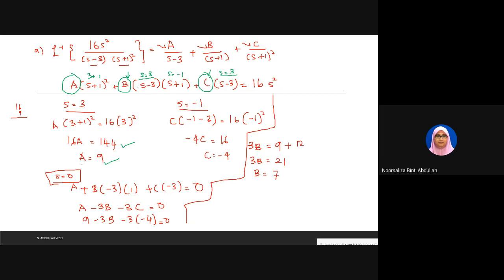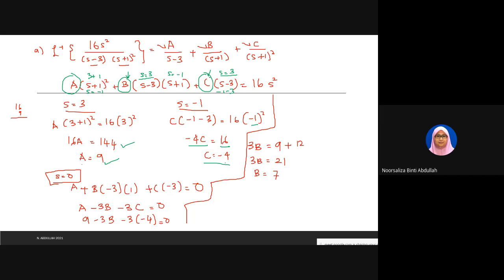Okay, so to get the values of B and C, you look here. A, we can make A equals to 0 when S equals to minus 1. Right? So when S equals to minus 1, A is 0. B is also 0 because minus 1 plus 1 is 0. So then we can get C only. When you replace S with minus 1, you will get minus 1 minus 3, which is minus 4. This one also 16. S, you replace with minus 1 here. Then you get 16. Then you can get C.